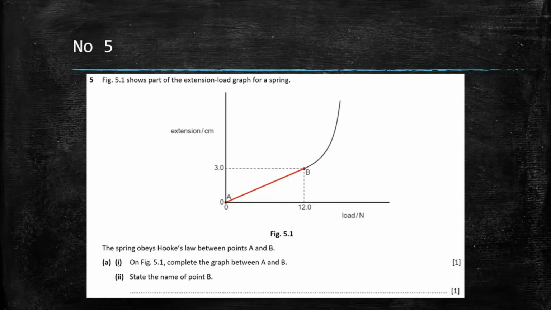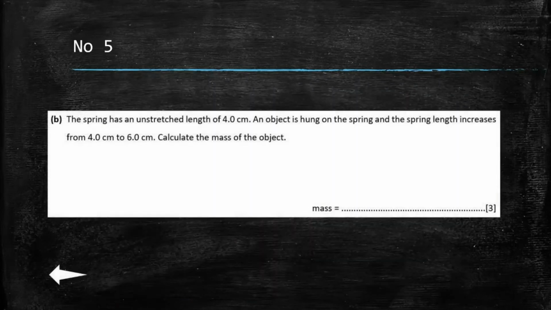5AII. State the name of point B. The name of point B is limit of proportionality. Question 5B. The spring has an unstretched length of 4 cm. An object is hung on the spring, and the spring length increases from 4 cm to 6 cm. Calculate the mass of the object.